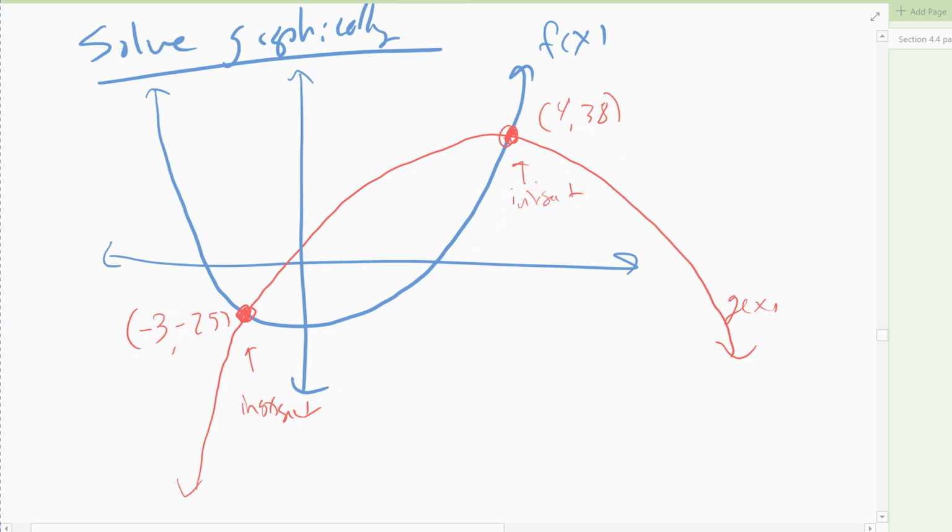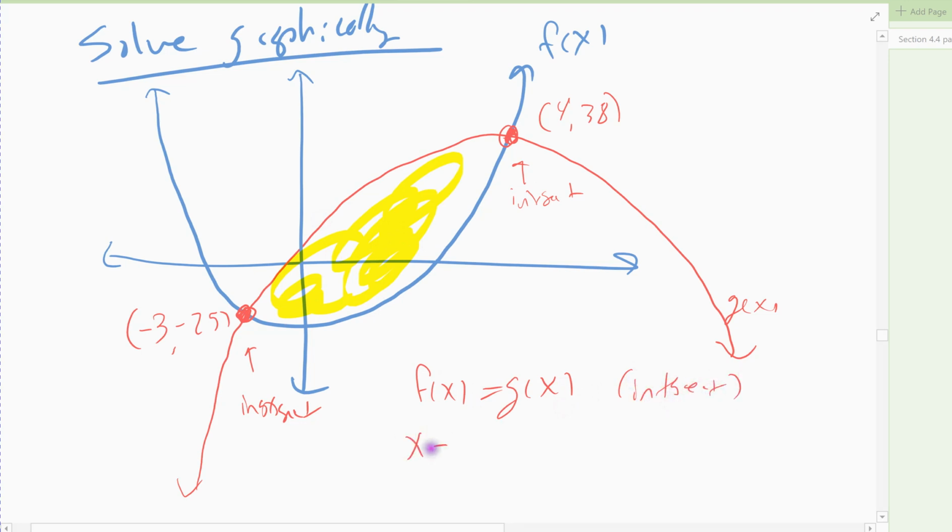And show the picture. This is how I know this is what you did to solve it. And so the area I'm looking for is this area, right? And so remember, the second step was, well, which function's bigger, right? So first step, figure out, well, f of x equals g of x, they intersect at x equals -3 and x equals +4, right? That's the moments where they intersect.